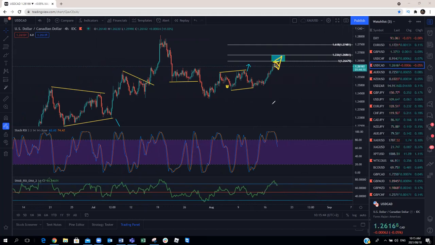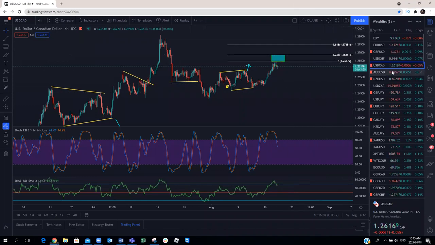If we get the push into the blue box with divergence on the RSI, then we'll look for this one to come to the downside. Okay, so let's watch this one here. I'm not keen on taking it right now. I'd rather wait for it to give me at least a confirmation for more downside.